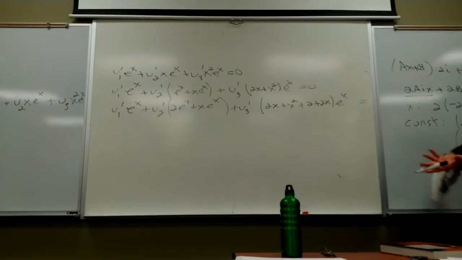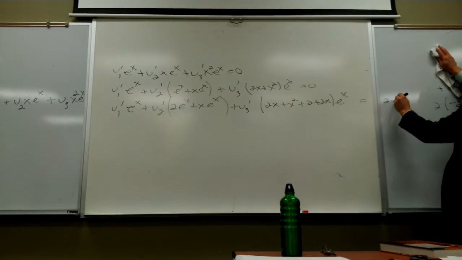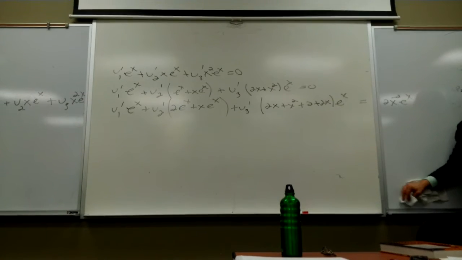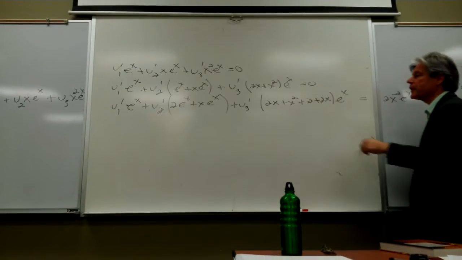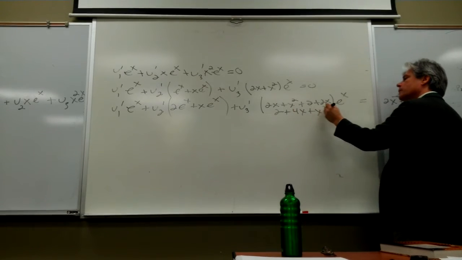I can't remember it. Somebody? The forcing function? 2 times x and negative 2 times e to the x. Got it. That's the system I'm going to solve. I suppose I should simplify a tad bit. Does that become a 2 plus 4x plus x squared?